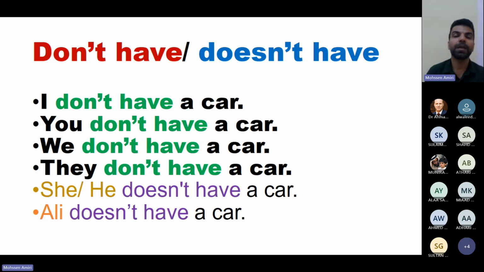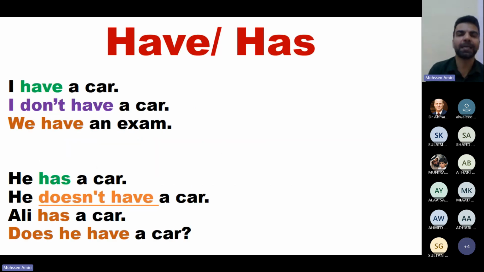But for he or she, you need to be careful, because many students say, he don't have a car. What? He don't have a car? Wrong. He doesn't have a car. Or Ali doesn't have a home. So you need to be careful. Okay?